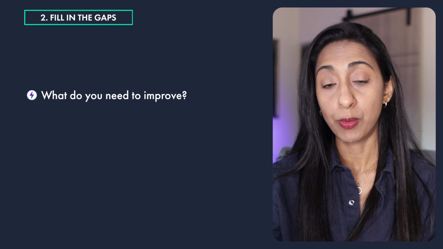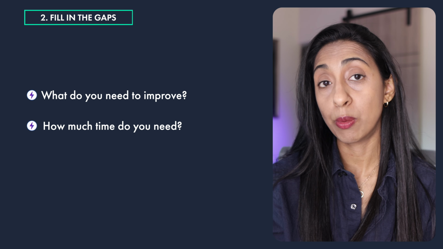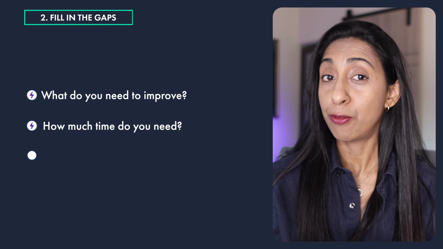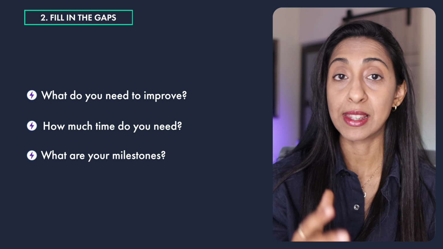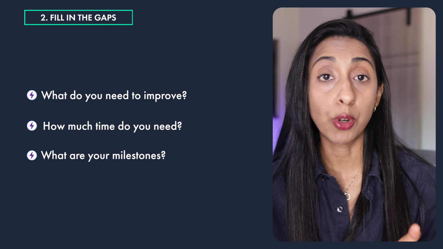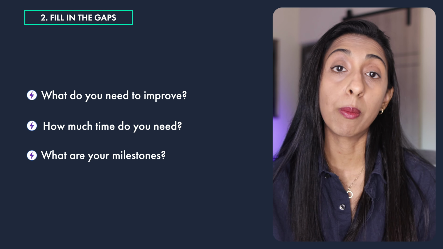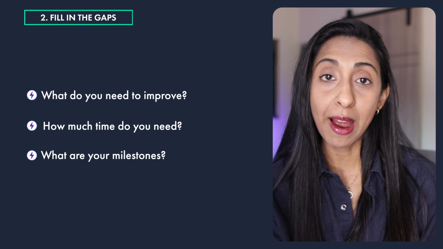2 is to fill in the gaps. Now that you have a more clear idea of what areas you're strongest in and where you might be lacking, create a learning plan and a roadmap. Ask yourself, what do you need to improve? How long will you dedicate to improving each skill? And then figure out your first milestones, such as the date when you'd ideally like to finish your portfolio or when you'd like to start applying for jobs, and work backwards from there.